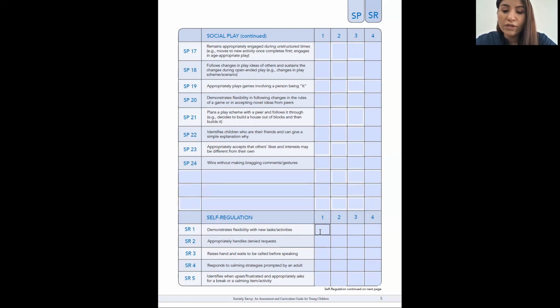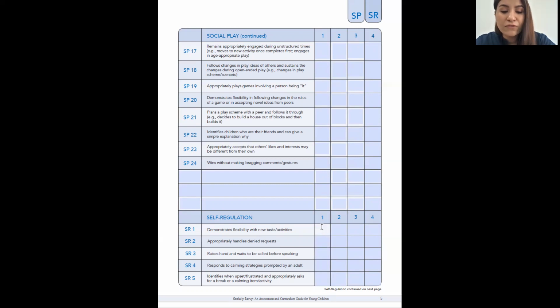So if we look here, number 1, we said it's the first time we did the assessment, second time, third time, and fourth time. We're only going to fill in the first column.